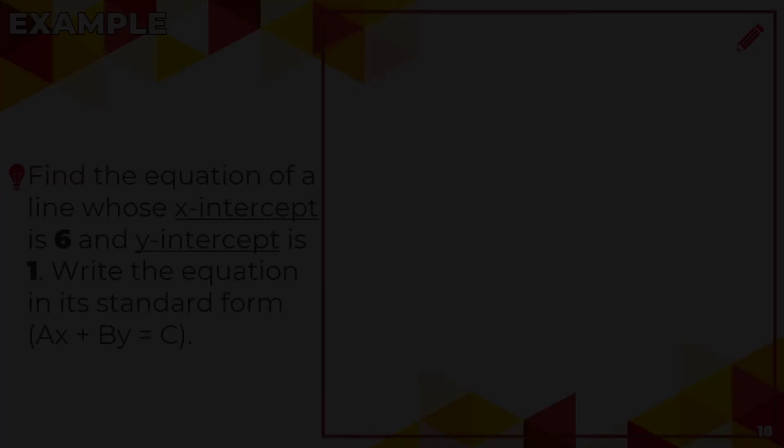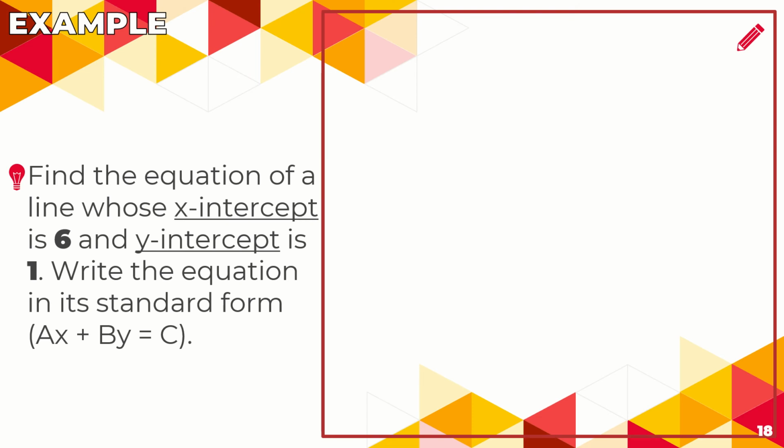Let's have an example. We are asked to find the equation of a line whose x-intercept is 6 and y-intercept is 1, and we are asked to write it in its standard form. The given data is the x-intercept and y-intercept, so obviously, we're going to use the intercept form, x over a plus y over b equals 1. So based on our given, a, which is the x-intercept, is 6, and b, which is the y-intercept, is 1.